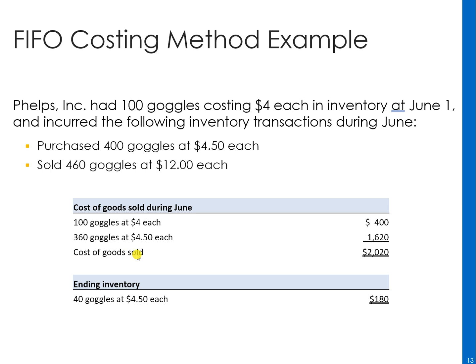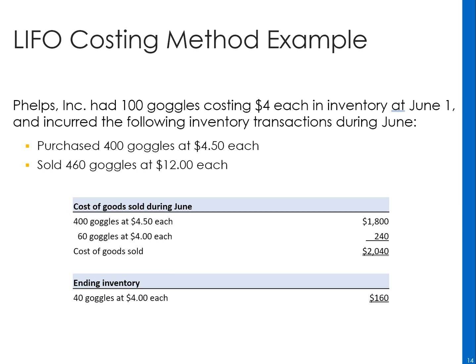Then the remaining cost will stay in end inventory, which is $4.50. We have 40 units left. Why? 100 plus 400 is a total of 500 units we have, and we sold 460, so there must be 40 units left at $4.50. Look, these are new costs. So under FIFO, any inventory always carries new cost.